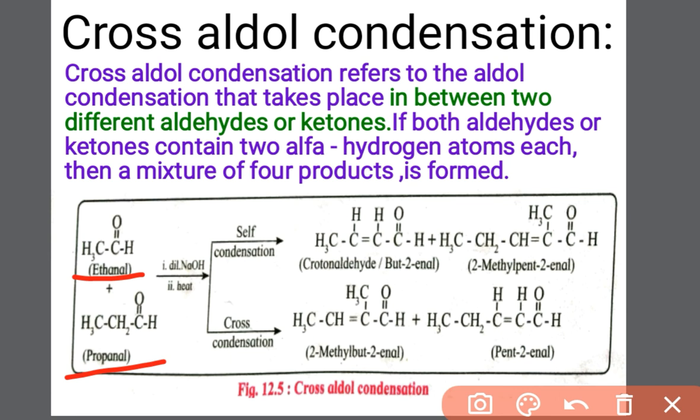And last, propanol may react with ethanol. In the third step, ethanol reacts with propanol, and in the last, propanol may act as a nucleophile for the attack on ethanol and gives the fourth type of cross condensation product. So in this way, in cross aldol condensation, four different types of products get formed. So this is the cross aldol condensation type of reaction.